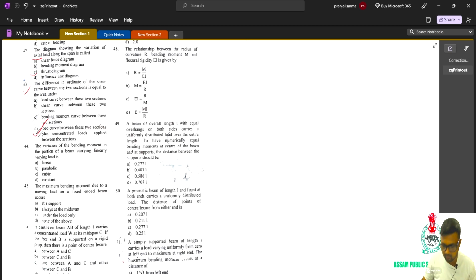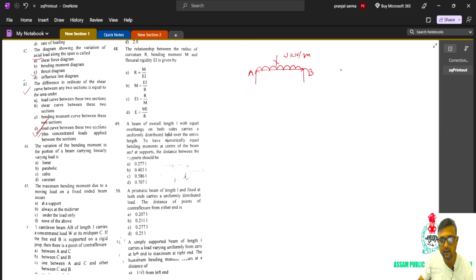Now let us look at question number 44. The variation of bending moment in a portion of a beam carrying linearly varying load. Now what is linearly varying load? Let us look at the UDL. This is a beam and this is the UDL, W kilonewton per meter, right? This point is A, this point is B, right?